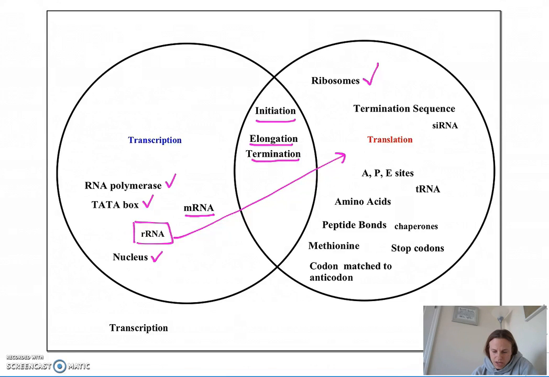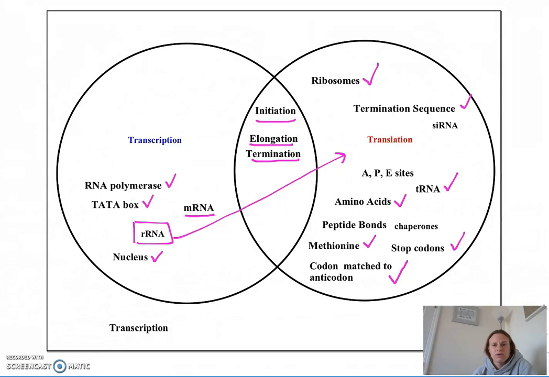During translation, you have transfer RNAs acting as taxis, and those taxis are carrying with them amino acids. Well, how does each taxi know where it needs to go? Because that transfer RNA, that taxi, contains an anticodon that's going to match to the codon that's found on the messenger RNA. Methionine is the amino acid that's attached to the start codon. The termination sequence tells us that we can stop doing translation.